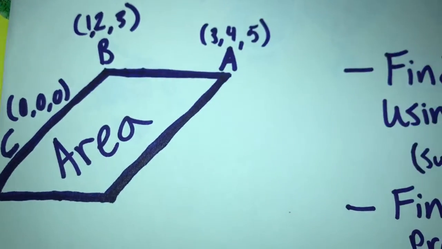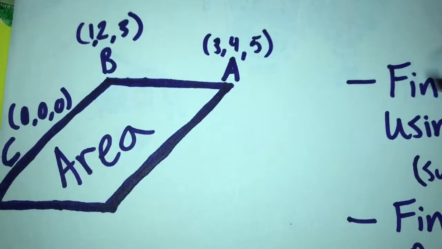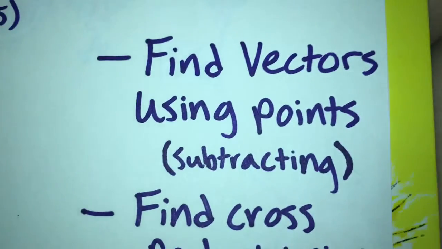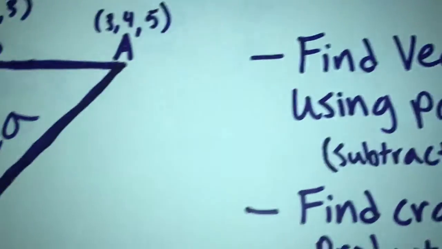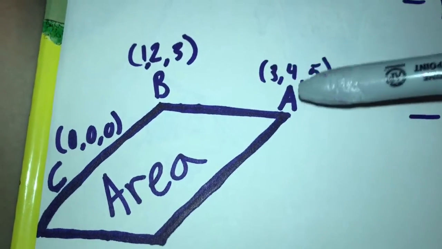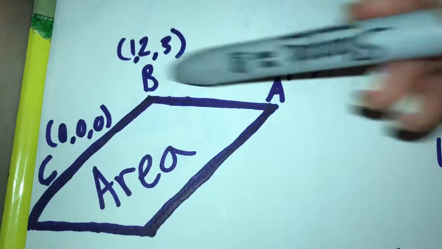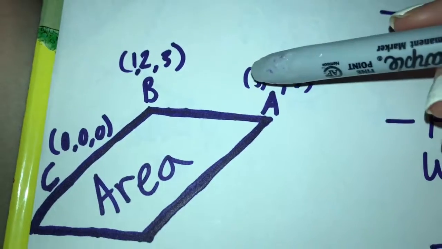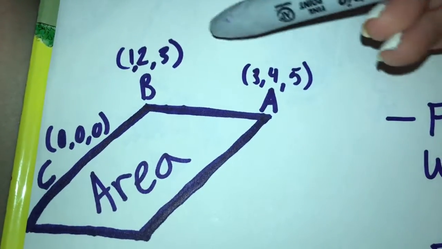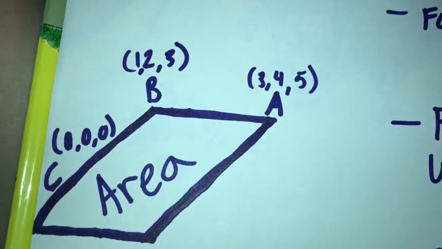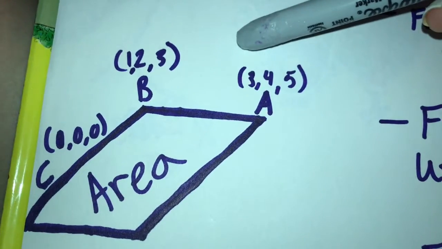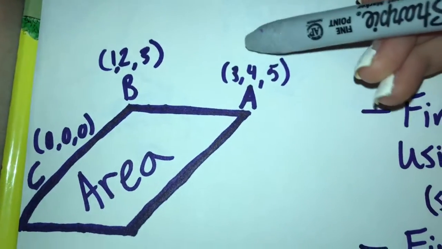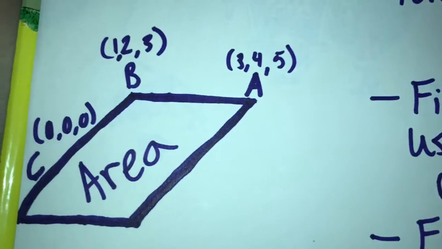with their individual points. And to find the area, first you would need to find the vectors using those vertice points. So you would subtract them from each other. So if I was going A to B, if I was trying to find this vertice, I would subtract 3 minus 1, and then 4 minus 2, 5 minus 3, because they are both in those different situations. So this is the first column, this is the second column, and this is the third column.